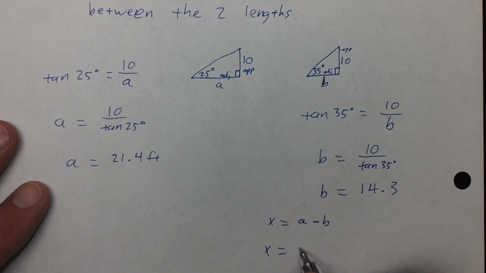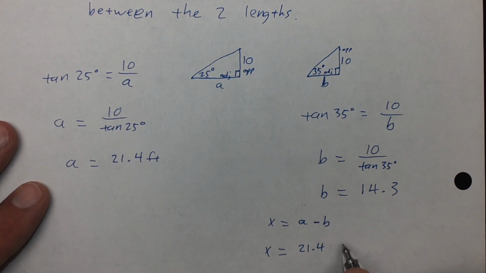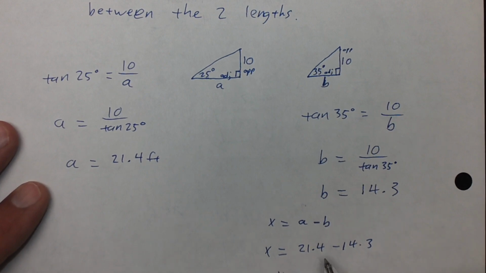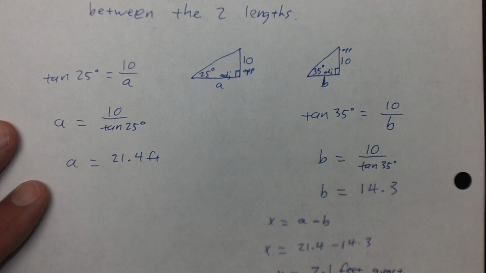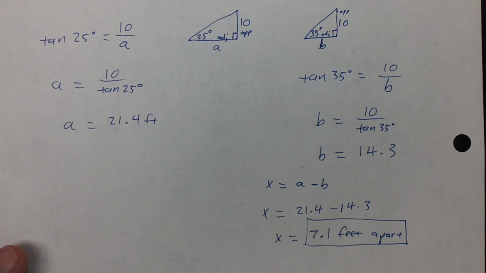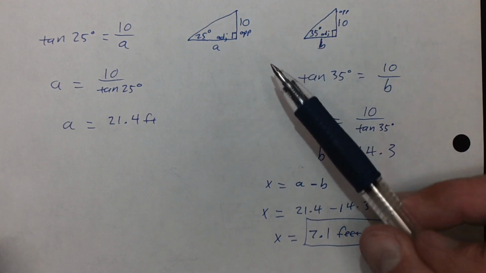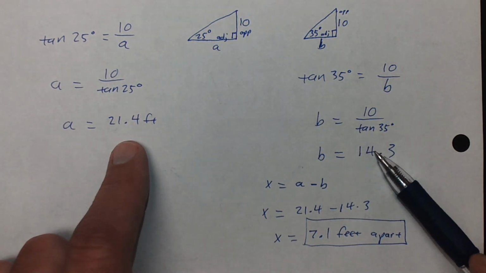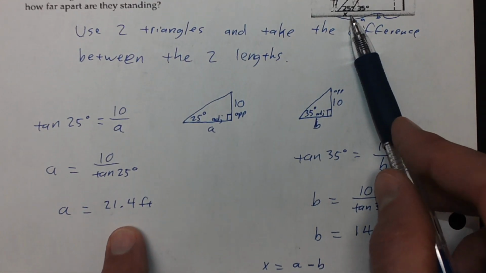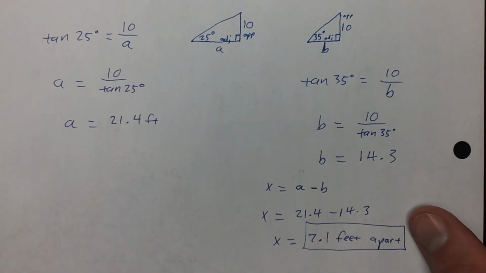So what is X? X is equal to 21.4 feet minus 14.3 feet. And that comes out to be 7.1 feet that they are standing apart. And that is your answer. So that is how you do one of these. This is actually two different triangles you have to solve for. Get each length. You got A, you got B, and you're looking for the spot in between. So you have to subtract A and B, and then you get 7.1 feet.